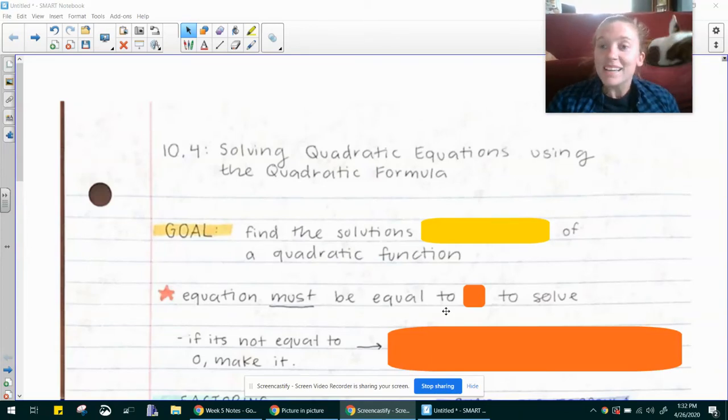Hi, everybody. Today we are going to be finishing our unit on solving quadratic equations using the quadratic formula.